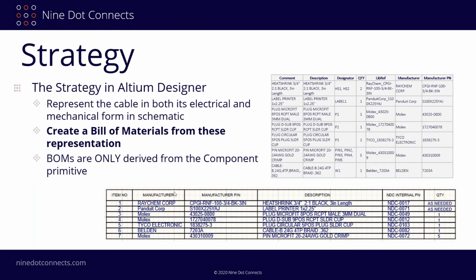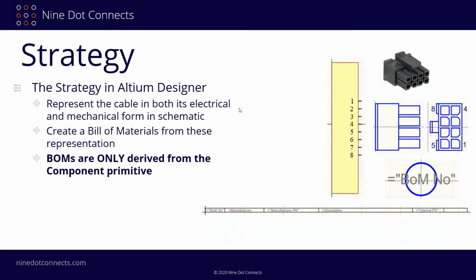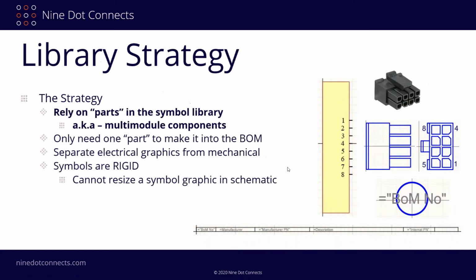Now, if you're familiar with Altium Designer, what you know is that bills of material can only be derived from a component primitive. We cannot use any other primitive except for a component, and in this case, a symbol, in order to get a bill of materials. And that's what you see over here. This is a symbol. So let's talk a little bit more about our library strategy, because there's a rhyme and reason for everything you're seeing here right now with this particular connector.